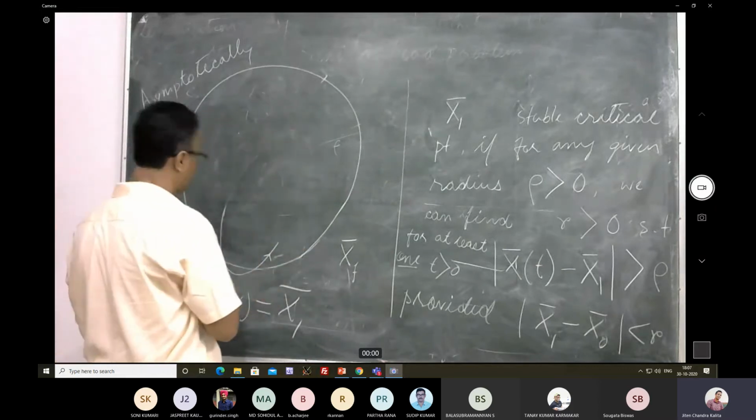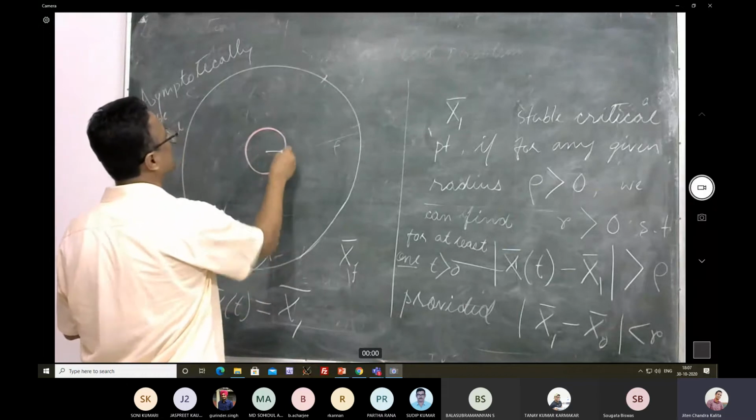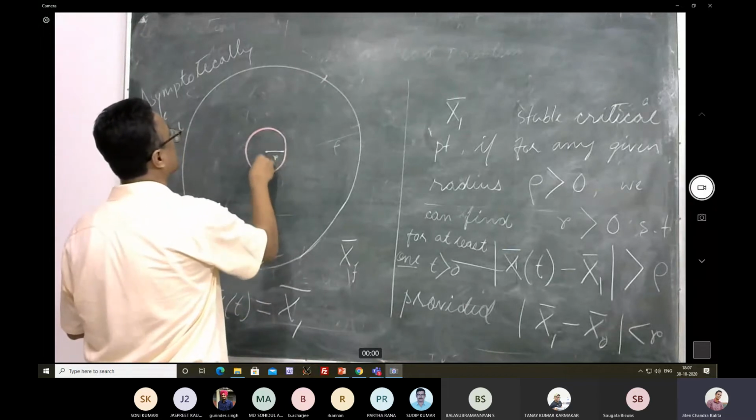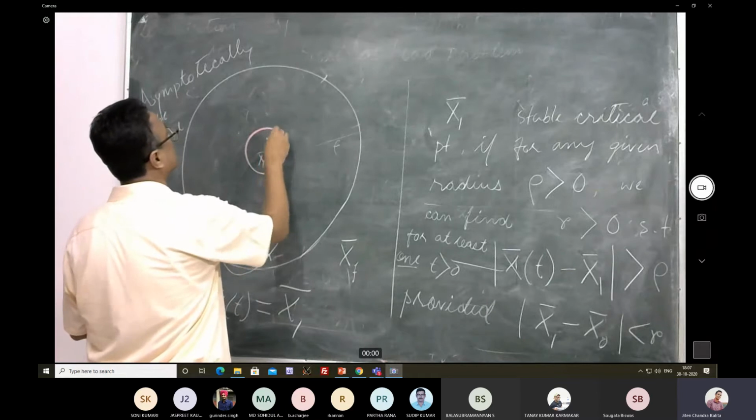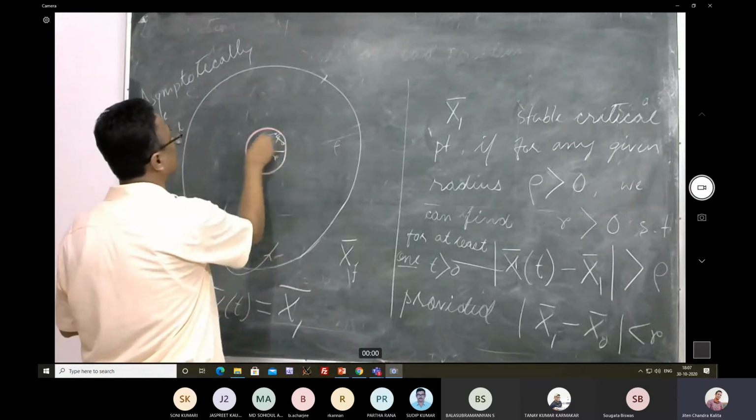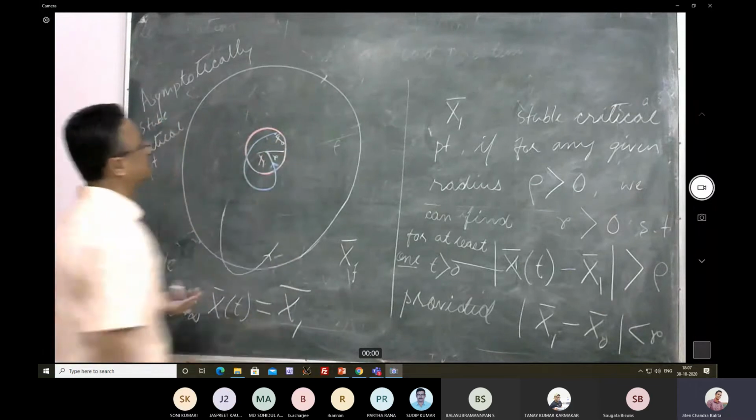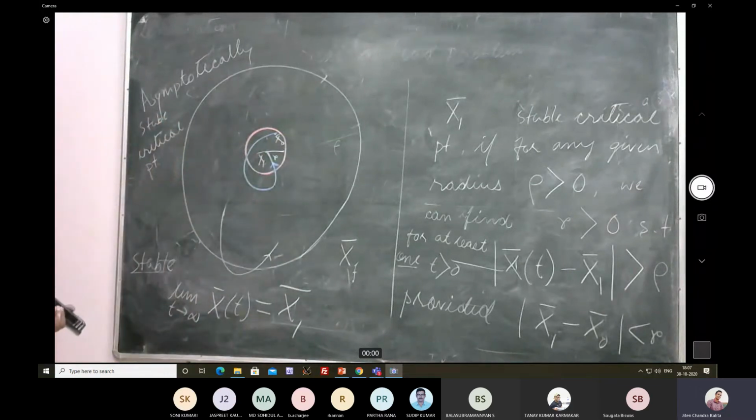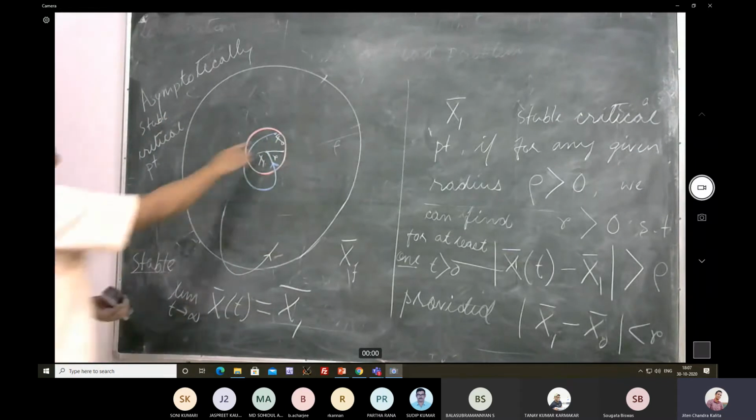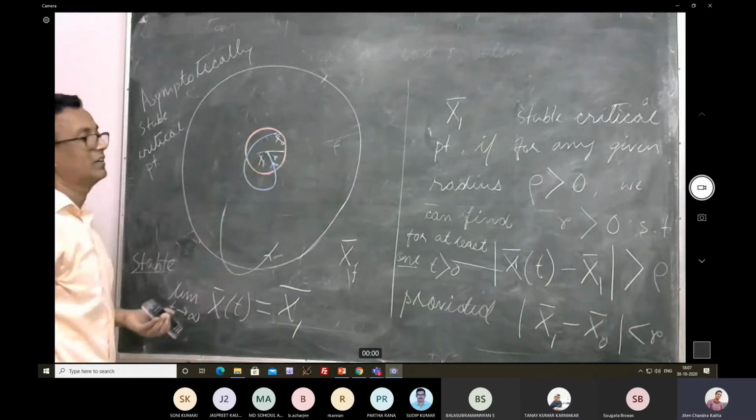Okay, so that means I have a situation like this. See, this was your original circle. This is R. This is x1. This is say x naught. It may so happen that after a while, it is going to come back like this. It is not necessary that it stays; it may leave this smaller circle here. But again, it is coming back.